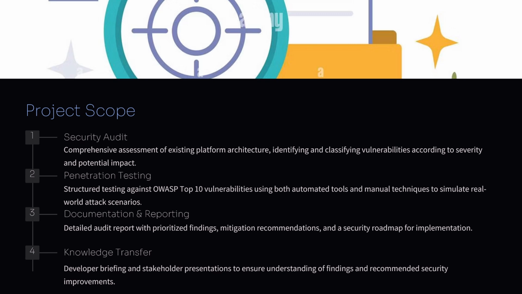Next, we'll conduct rigorous penetration testing focused on OWASP Top 10 vulnerabilities, combining automated scanning tools with manual testing techniques to simulate real-world attack scenarios. All findings will be documented in a detailed report with clear priorities, specific mitigation recommendations, and an actionable security implementation roadmap. Finally, we'll ensure lasting impact through developer briefings and stakeholder presentations to build security awareness and capability within your team.